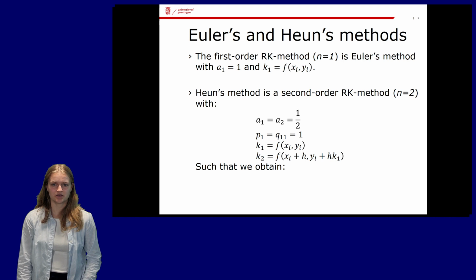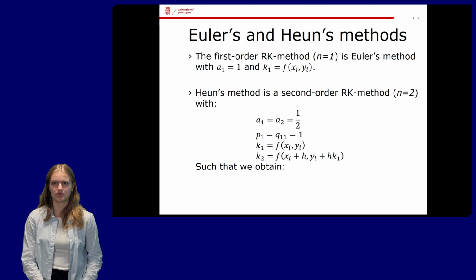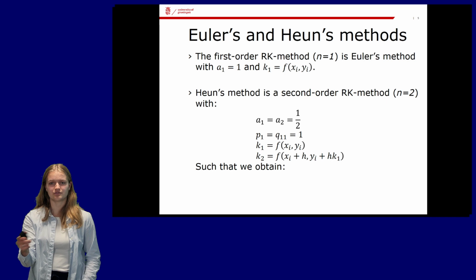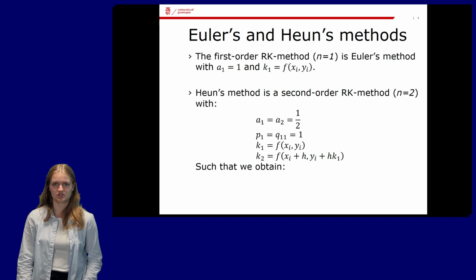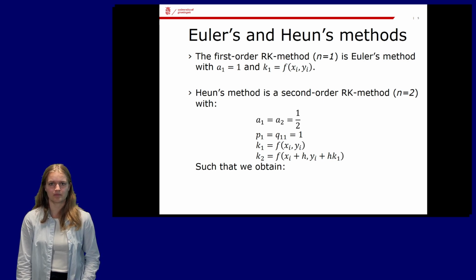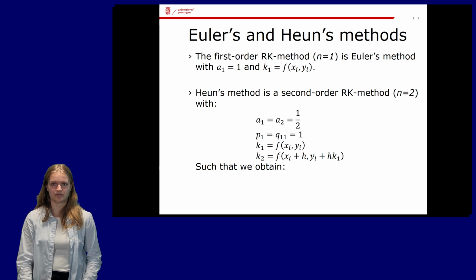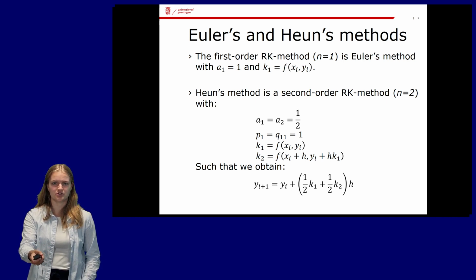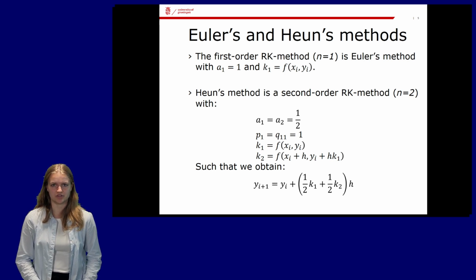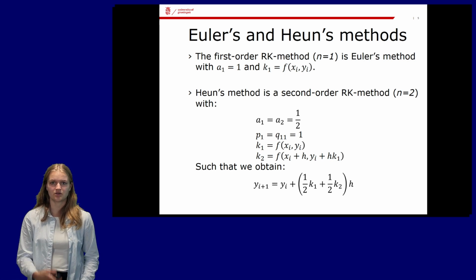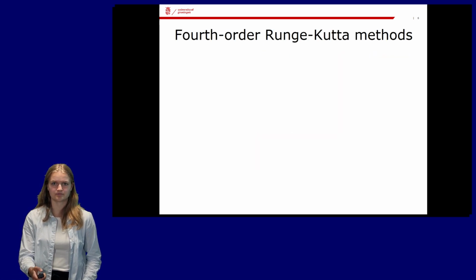Heun's method is an example of a second order Runge Kutta method with the following non-zero constants, where a1 and a2 are equal to 1/2, p1 and q11 are equal to 1, and then we get these values of k1 and k2. If we plug that in, we obtain this expression for y_{i+1}. And if we plug in the values for k1 and k2, we indeed see that we obtain Heun's method.